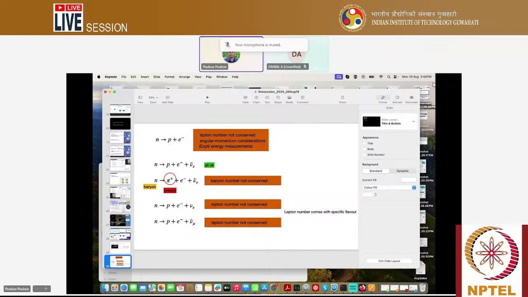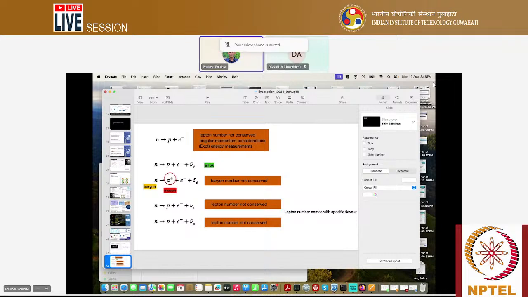Pion is a meson, neutron is a baryon, proton is a baryon. Neutron has baryon number 1, proton has baryon number 1, pion has baryon number 0. And electron has a lepton number 1, baryon number 0. Neutrino has baryon number 0, lepton number 1. What is produced here is an antineutrino, and that has a lepton number -1.